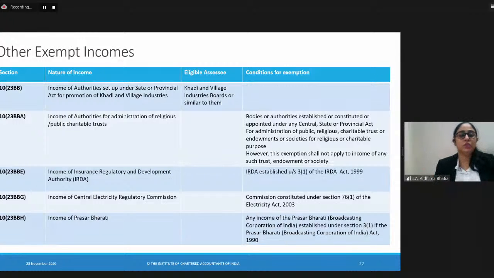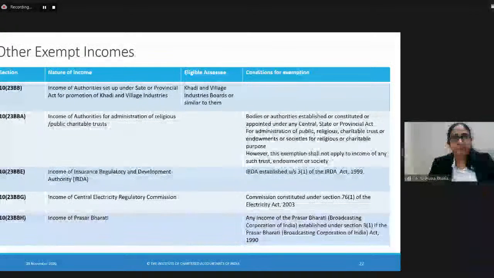Next is section 10 clause 23BBA, income of authorities for administration of religious and public charitable trusts. For example, there's a general Gurdwara committee for every Gurdwara in Delhi. That would be an authority there for administration, but not a particular Gurdwara trust, which is not covered here. That may be covered under a different charitable trust or religious trust option. But we are talking about the authorities which administer the religious trust. Their incomes are exempt under section 10 clause 23BBA.